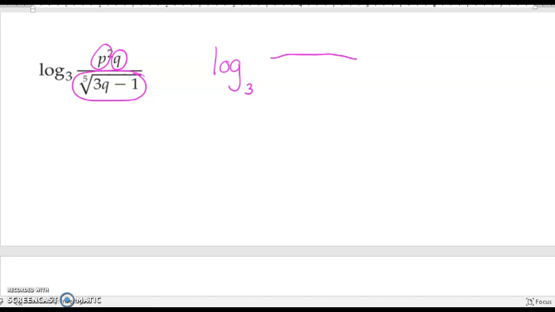So I have log base 3 of p squared q divided by 3q minus 1. And I'm going to use the rule that we learned yesterday, the one that says you put your exponent divided by your root. So that would be to the 1/5 power. Okay, now let's expand.